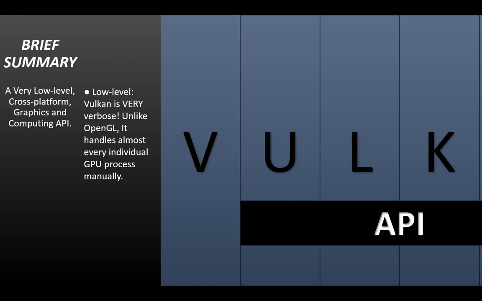Since Vulkan is verbose, unlike OpenGL, we will have to handle every GPU process manually. The GPU provides a lot of features like swap chain, frame buffers and a lot more stuff that we will discuss onward in the course. But we will have to handle each one of those processes and features by ourselves using programming, right?